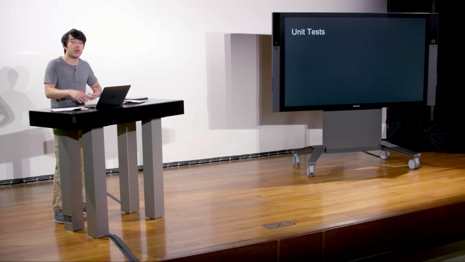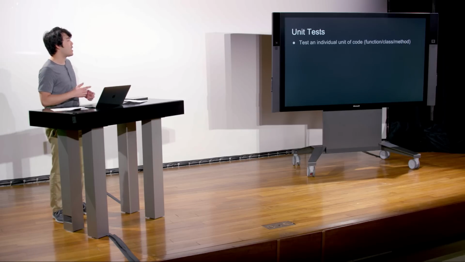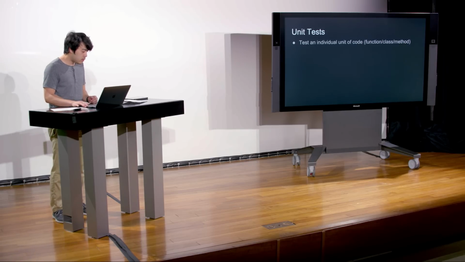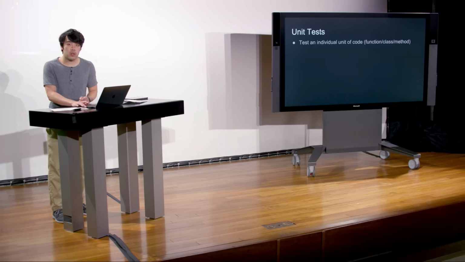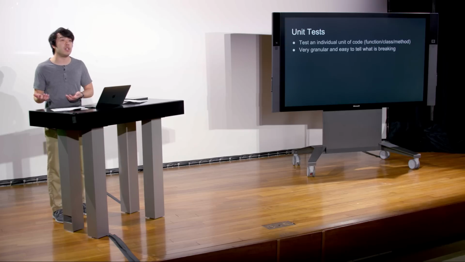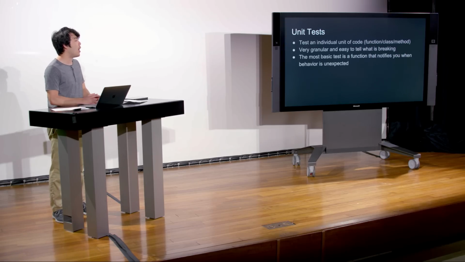So how are we going to write some unit tests? And so as we talked about on the last slide, this is testing an individual unit of code, like a function or a class or a method. One great thing about unit tests is they're very, very granular, so you know exactly where your code is breaking. And that makes it very easy to tell what you need to go fix. And so the very most basic unit test is just a function that lets you know when any behavior is unexpected. And so let's go ahead and write our first unit test.